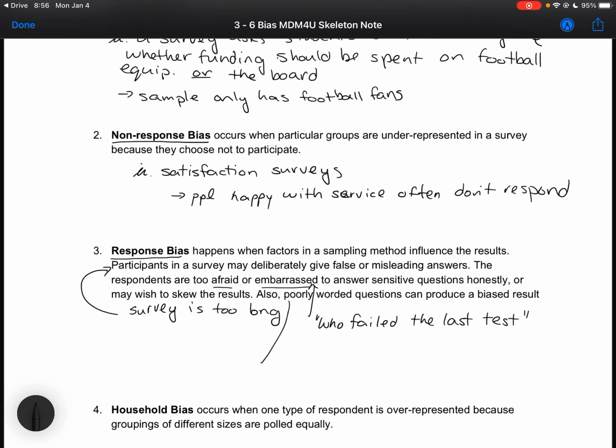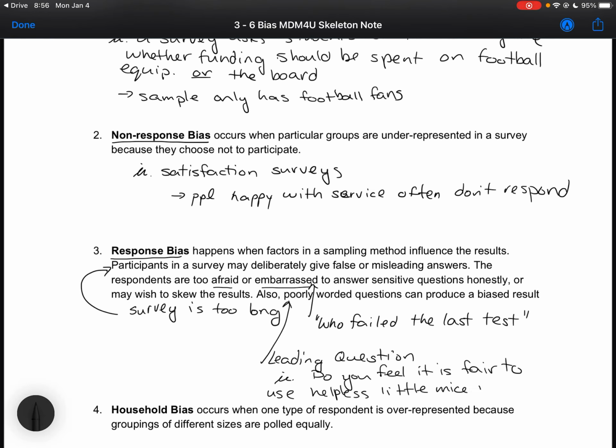And then the last one is poorly worded questions. This is where you end up with what's called leading questions, which are dangerous in a survey. For example, do you feel it is fair to use helpless little mice in the cruel testing of makeup products?